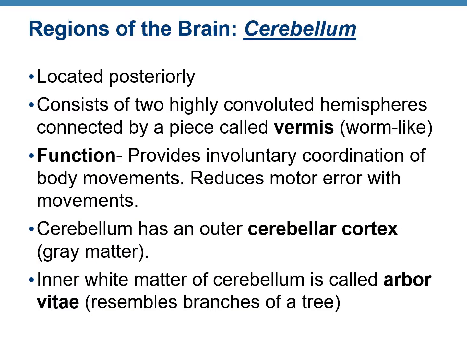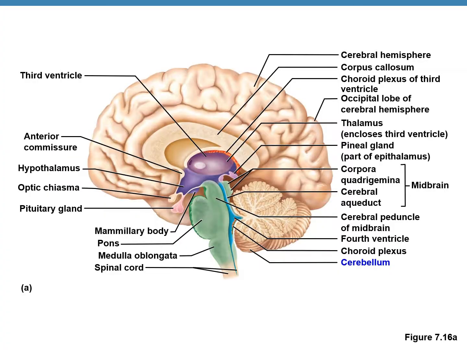The fourth major region of the brain is the cerebellum, that is located posteriorly. It consists of two highly convoluted lobes connected by a worm-like piece called the vermis. Like the cerebral hemispheres, the cerebellum has an outer cerebellar cortex which is composed of grey matter and inner white matter. The cerebellar white matter is called the arbor vitae because of its resemblance to the branches of a tree. The cerebellum is involved in the involuntary coordination of body movement. It also reduces error with movements. This figure shows the location of cerebellum.